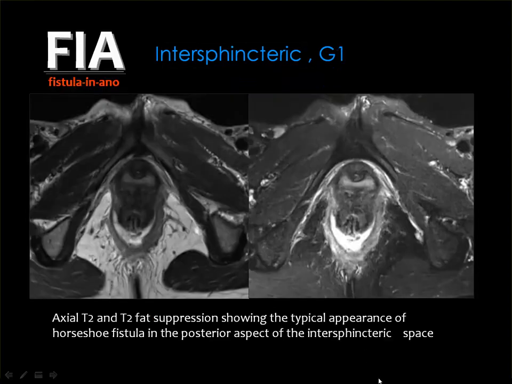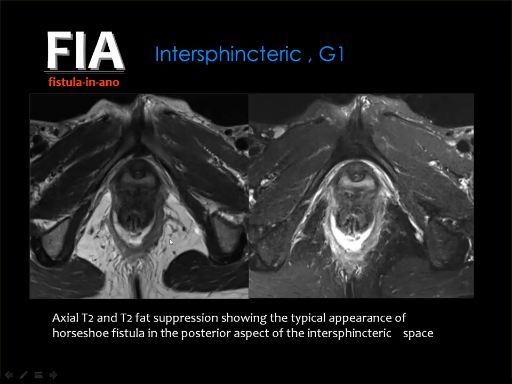And this is another example. And here you can see what is known as the horseshoe fistula, and this fistula is located between the internal sphincter and the external sphincter, so it is an intersphincteric fistula and is classified as grade 1.